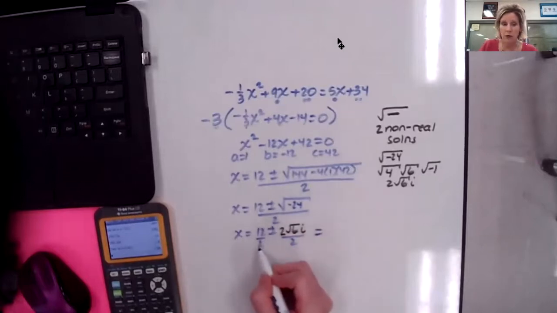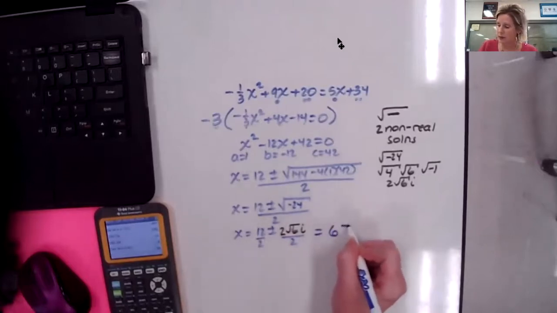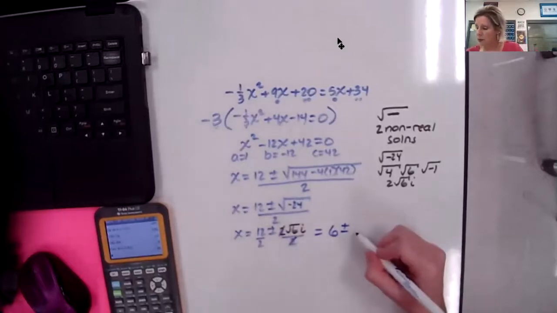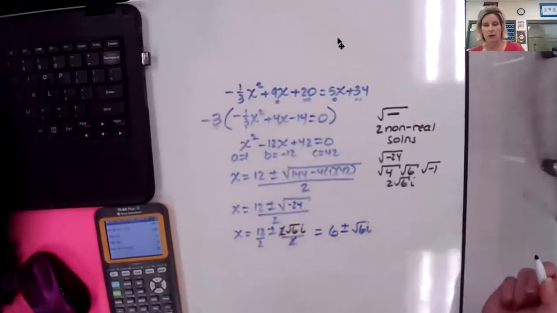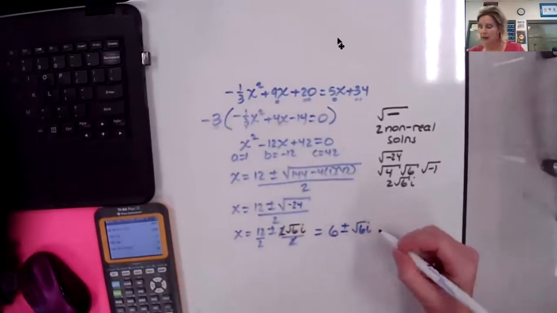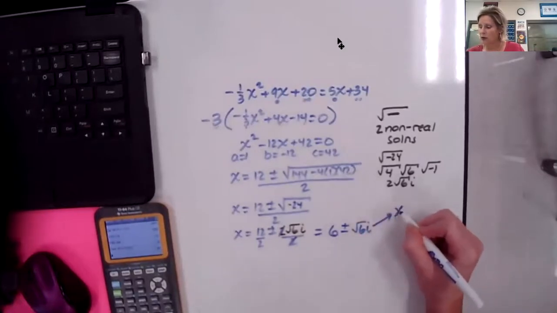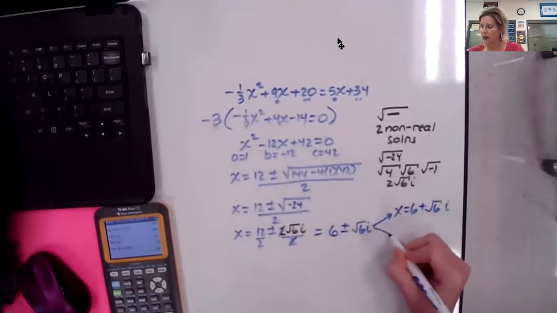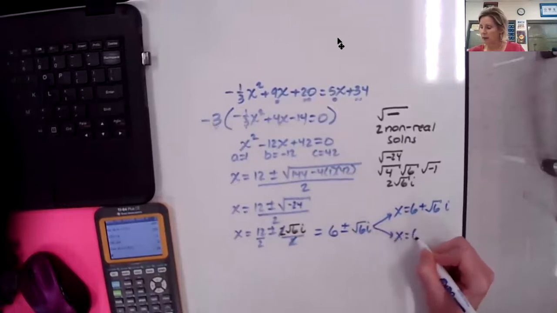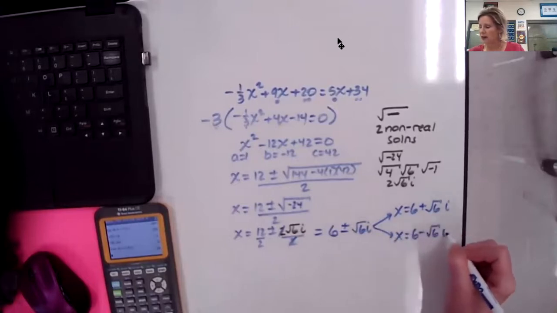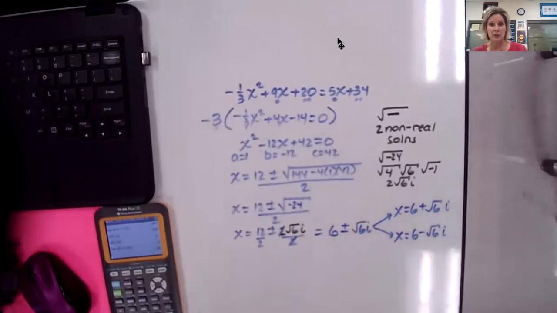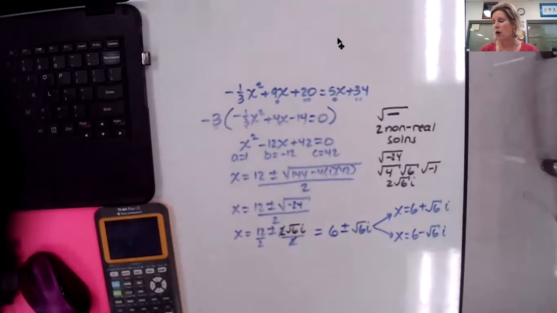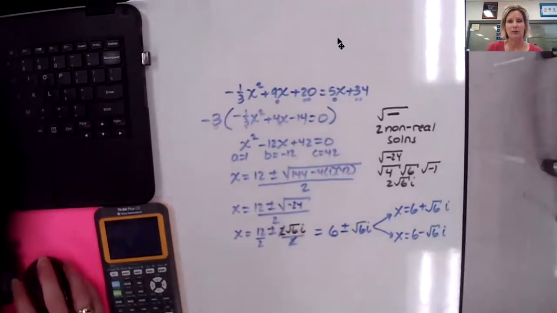Well, I'm going to go ahead and separate and say over 2, because I've got to separate it anyway. Well, that's going to be 12 over 2, which is 6, plus or minus 2 over 2 completely cancels. So plus or minus the square root of 6i. So you can answer like this, but that also means that one of your answers is 6 plus the square root of 6i, and the other answer is 6 minus the square root of 6i. So these are two different complex answers or non-real answers, and they are conjugates of each other.